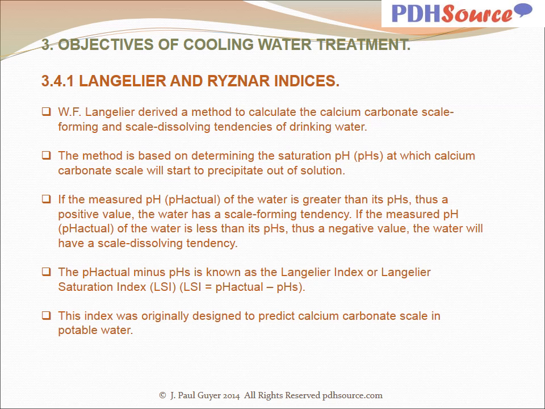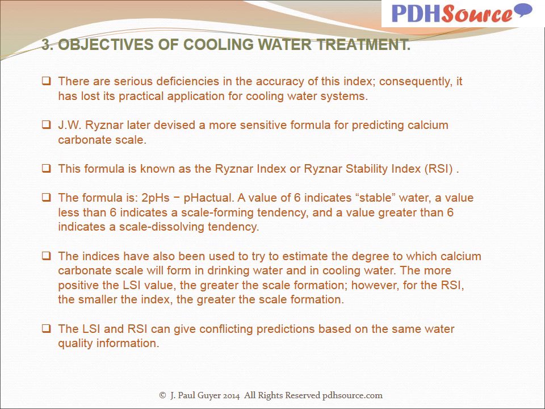The pH actual minus the pH saturation is known as the Langelier index or Langelier saturation index, abbreviated LSI. LSI equals the actual pH minus the saturation pH. This index was originally designed to predict calcium carbonate scale in potable water. There are serious deficiencies in the accuracy of this index. Consequently, it has lost its practical application for cooling water systems.